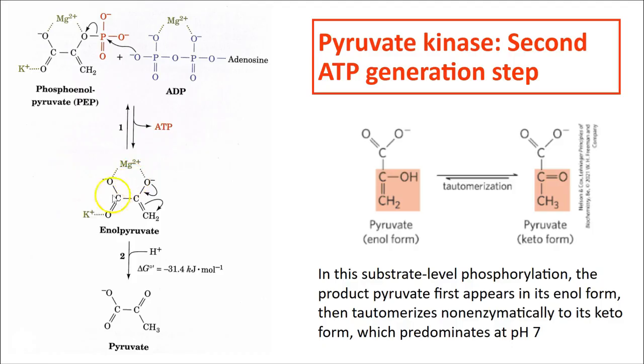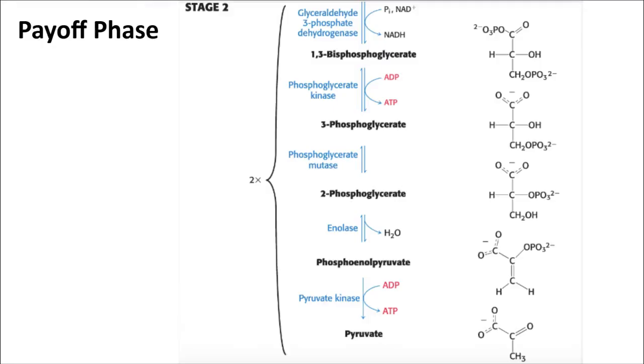And then that magnesium and the potassium still act as a shield, and then the molecule goes through tautomerization, and you finally have your pyruvate. And so this initial form was the enol form of pyruvate, and with the tautomerization that happens, it goes into this keto form, which predominates at pH 7. And so thus this concludes the payoff stage of glycolysis.